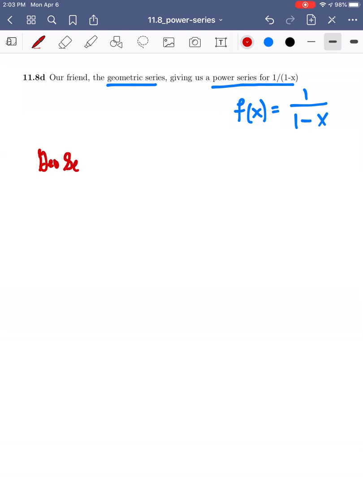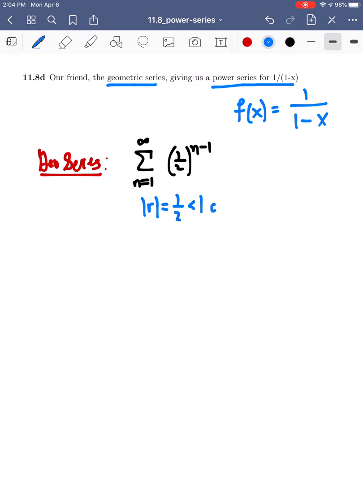So if we remember our geometric series, for example, we could write this as a series from n equals 1 to infinity of, say, something like 1/2 to the n minus 1. And in this case, we notice that the absolute value of r is equal to 1/2, which is less than 1, so this converges.